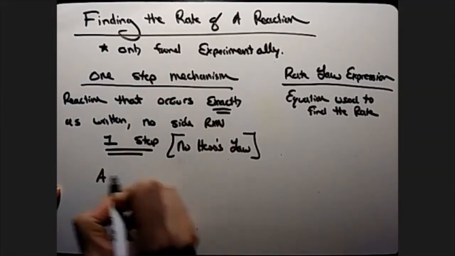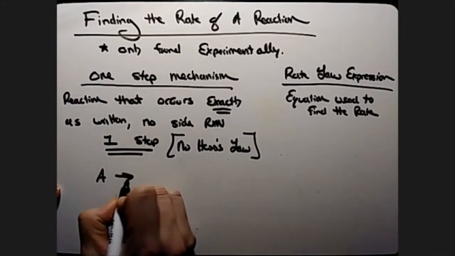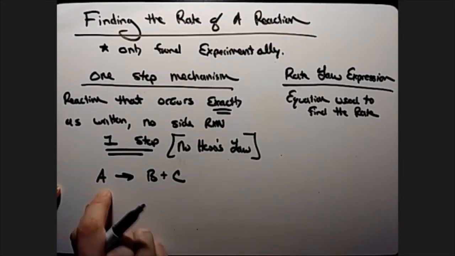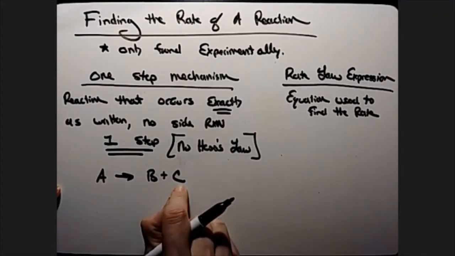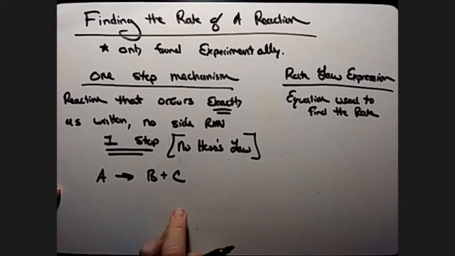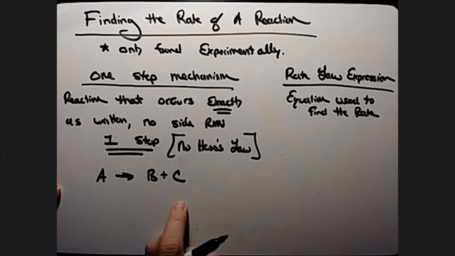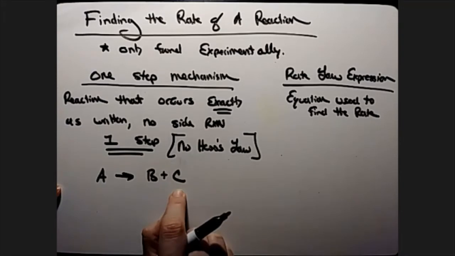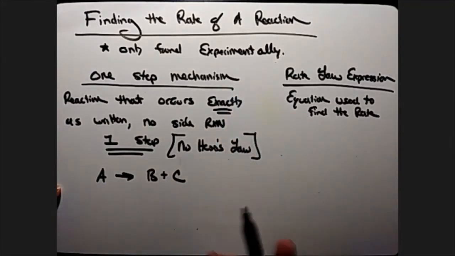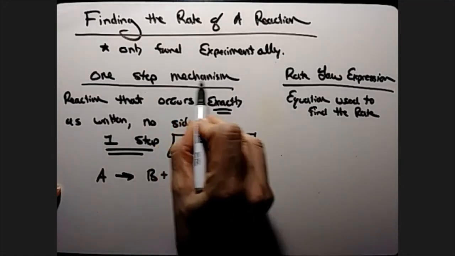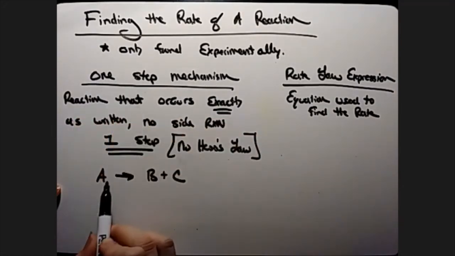So if I said A makes B plus C, then that means that A spontaneously breaks down into B and C. It doesn't go and make D first to try and make B and C. This is direct. Boom, one-stop shop, and you're done. This is what we would call a one-step mechanism. A mechanism is simply a way of explaining how the chemical reaction takes place. So we're saying that how this reaction takes place is it happens in one step. A will decompose into B plus C.